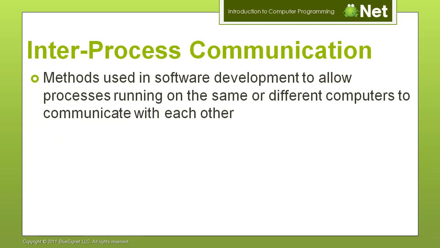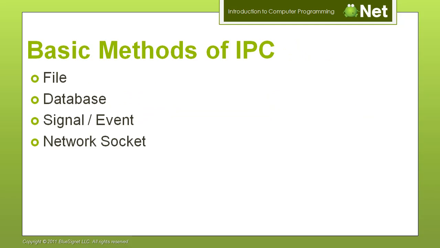So let's talk about this inter-process communication thing. Brian gave a little bit of an overview in the beginning, but it's really a method used in software development to allow processes running on the same or different computers to communicate with each other. And here are some of the basic methods of inter-process communication. So we have a file as a means to communicate between processes, a database, a signal or an event, or a network socket.